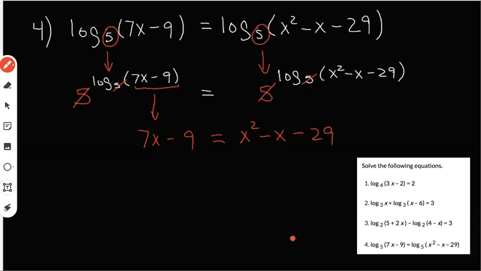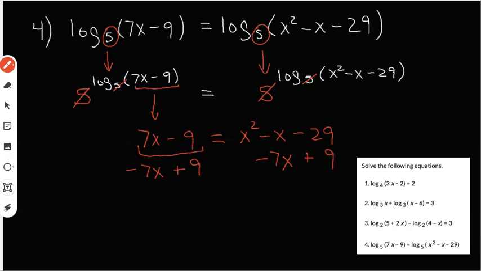So now to solve this equation, I want to try to get everything on one side and see if I can find the roots of this polynomial. Because if I can make this side into 0, then I can see if I can factor the right side. But to do that, I need to get rid of everything on the left side. So I do need to get rid of this 7x. We can subtract 7x from both sides to do that. And then to get rid of this minus 9, we can add 9 to both sides.